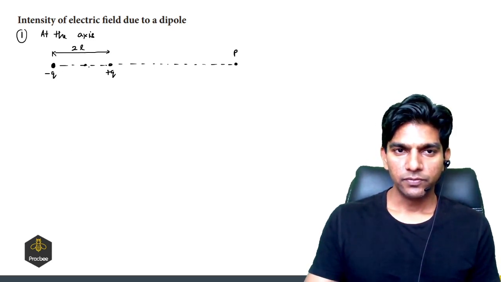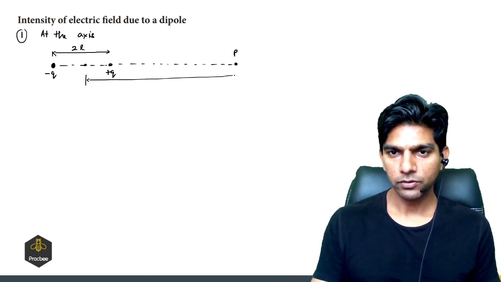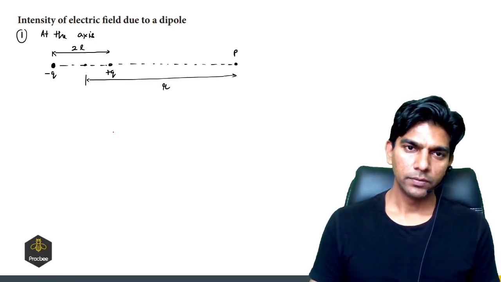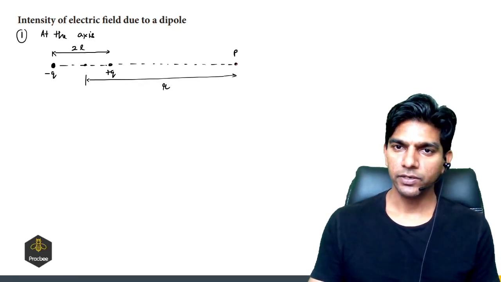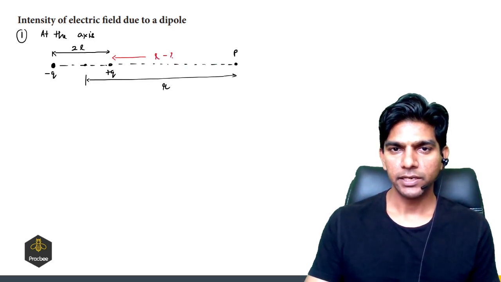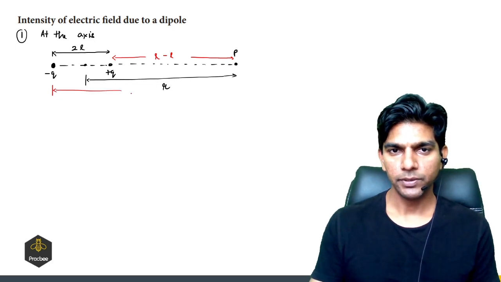Usually in this question the distance of point P will be given from the center of the dipole, and let us take this distance as R. Now to find the electric field at P, the distance of the positive charge from P will be R minus L, and the distance of the negative charge from P will be R plus L.